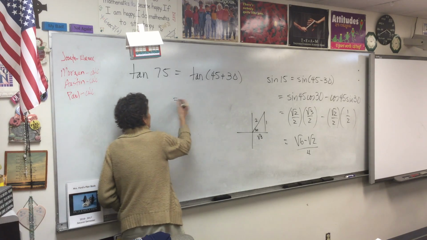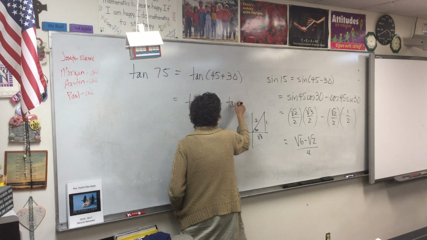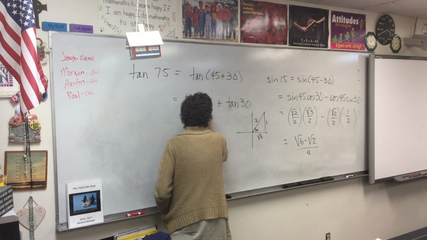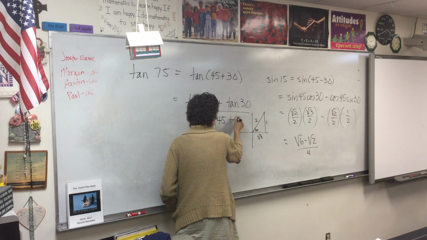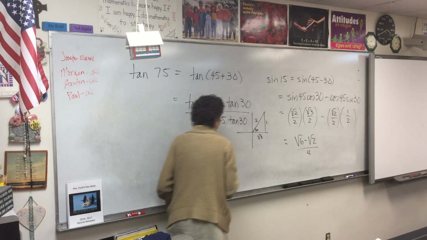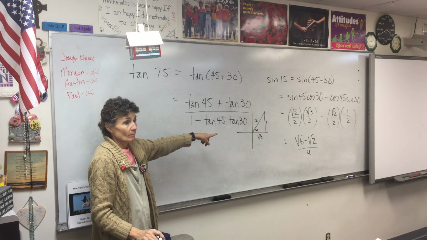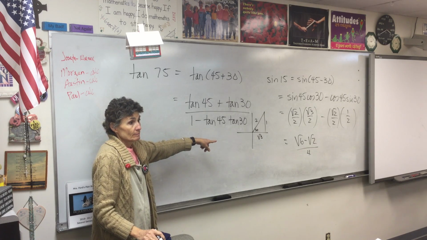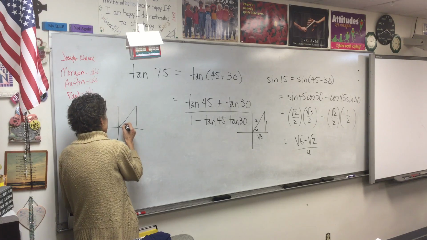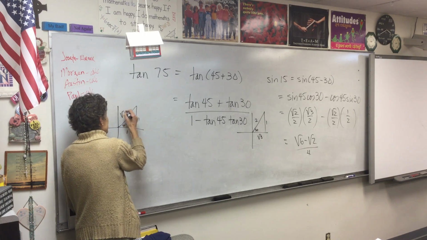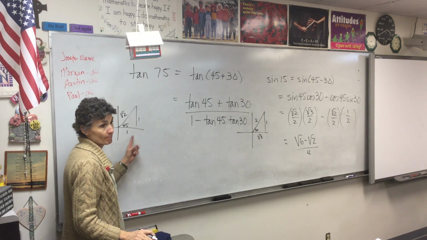So tan 45. The formula says, yep, tan 45 plus tan 30 over 1 minus tan 45 tan 30. Now I'm leaving my 30 picture there because I need it. Do you remember what the tangent of 45 is? It's 1, because opposite and adjacent are the same.